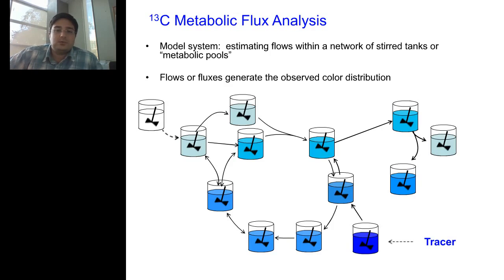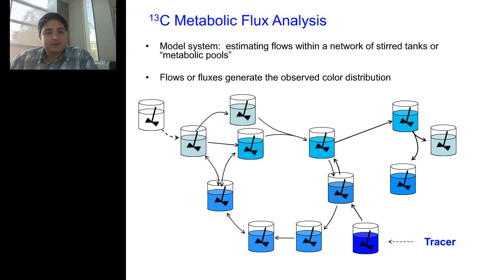So for example, we may have clear fluid running into one side, and what we can do is put a dye in another input, and this will generate a distribution of color in the different reactor sets. Now that color distribution is a direct function of the flow from one reactor to the next.